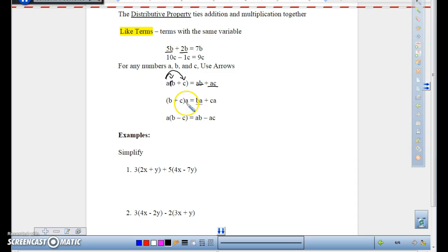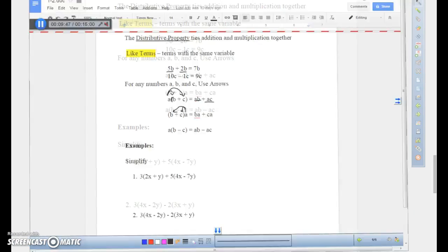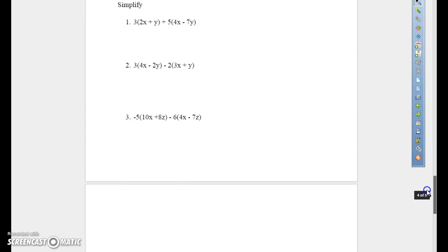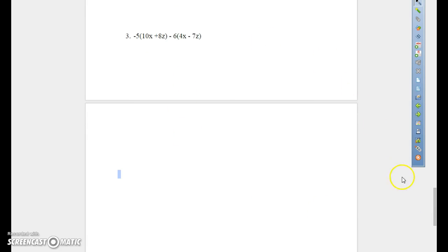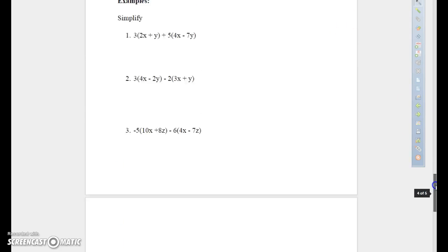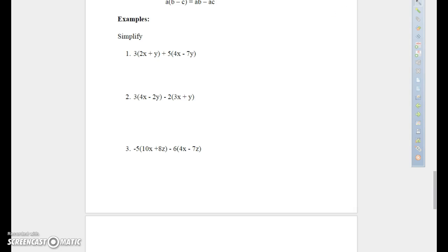Same thing on the second one here, where the a is on the outside of the back. That means you can distribute it this way and get ba plus ca. And same thing with the subtraction one here. So let's do some examples of this. I'm going to scroll this down so we have some more room here. We're going to do 3 examples. Let's do 3 examples on this, and then we'll be finished.